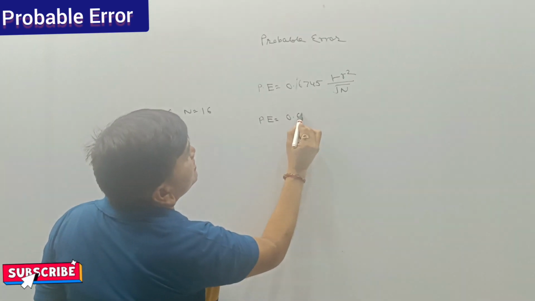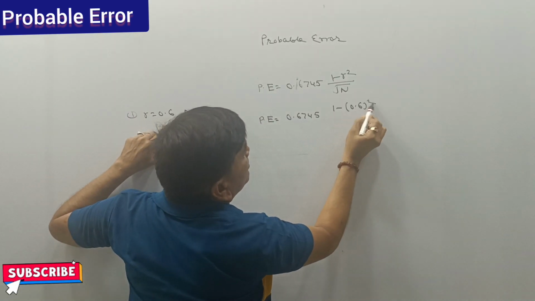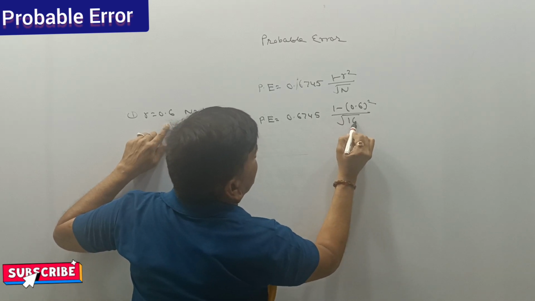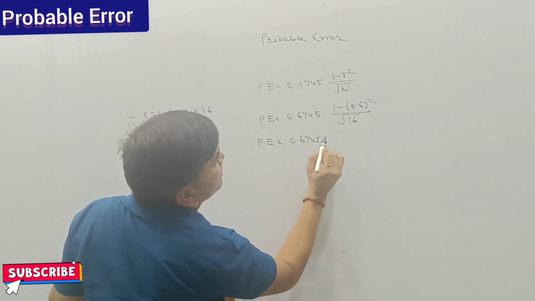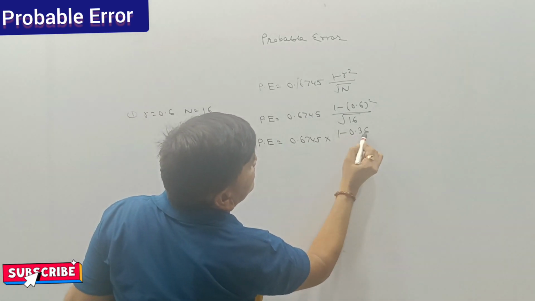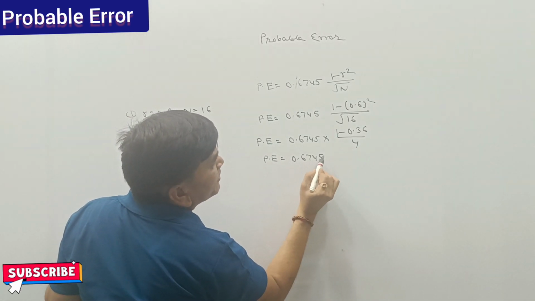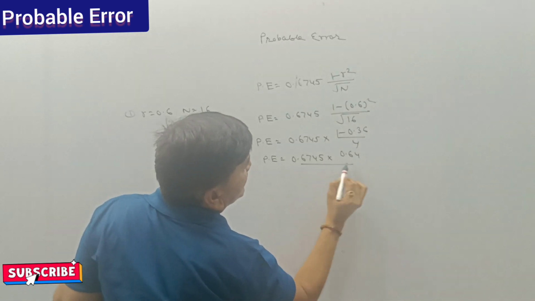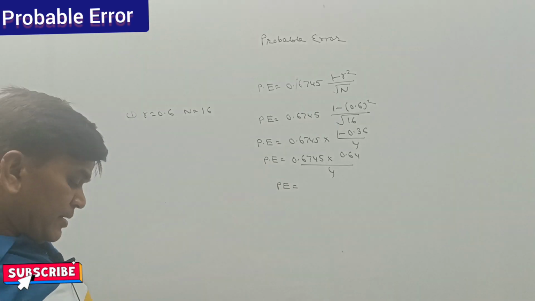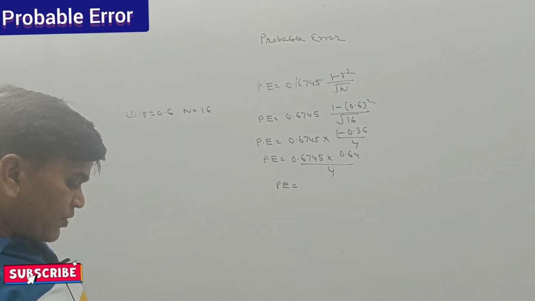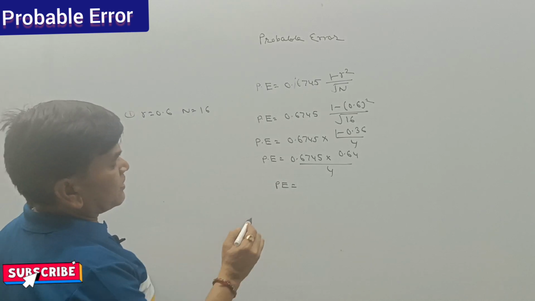PE is 0.6745 times (1 minus 0.6 raised to power 2) divided by root n, where n is 16. So the value of PE is 0.6745 times (1 minus 0.36) divided by 4, which is 0.6745 times 0.64 divided by 4. So the value of probable error is 0.6745 multiplied by 0.64 divided by 4, that is 0.107.